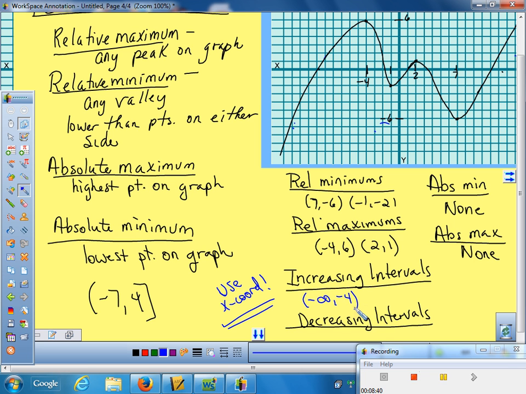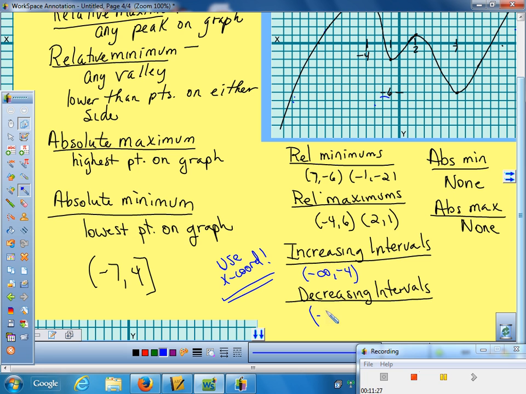Okay, so then, as you move across this graph, what does it do after -4? It starts to decrease until I get to what x coordinate? -1. It's going downward between that interval from -4 to -1. So we would say my decreasing interval is -4 to -1. This is not a difficult thing.